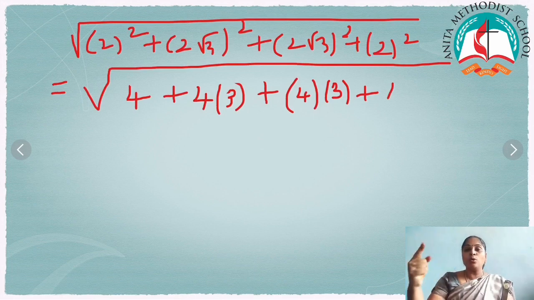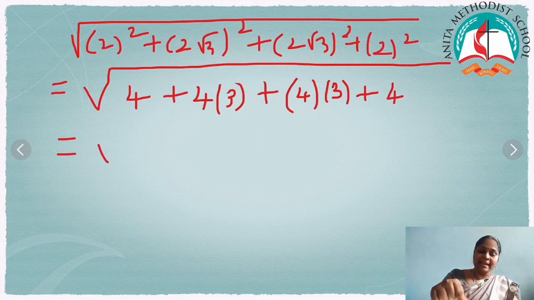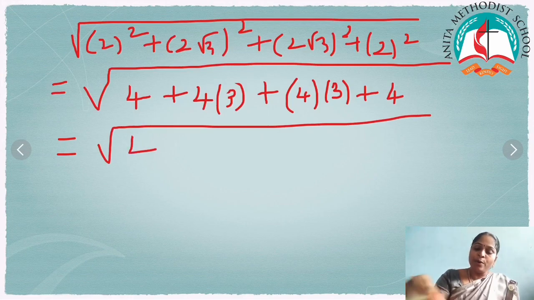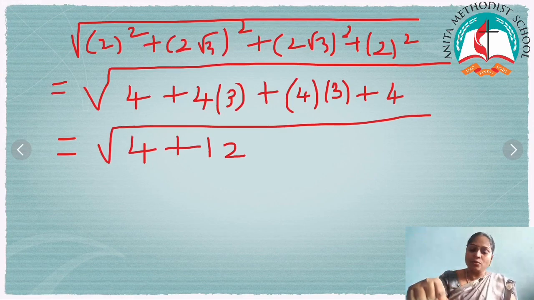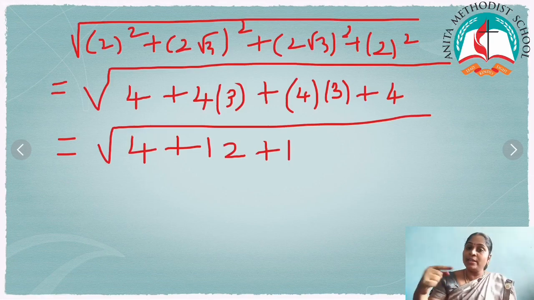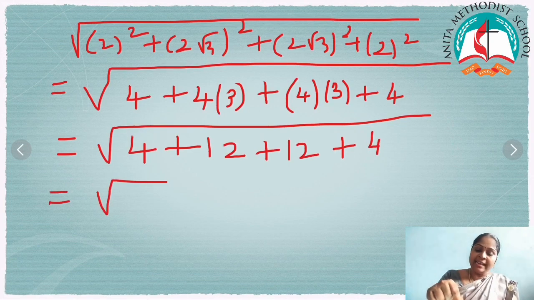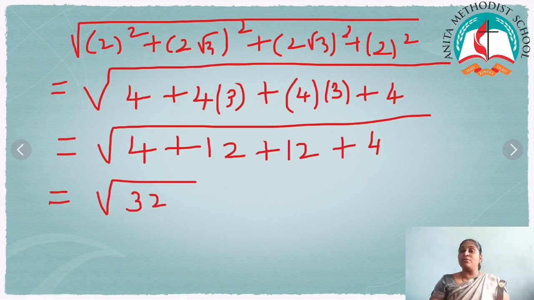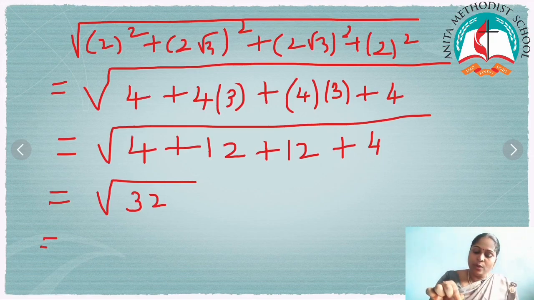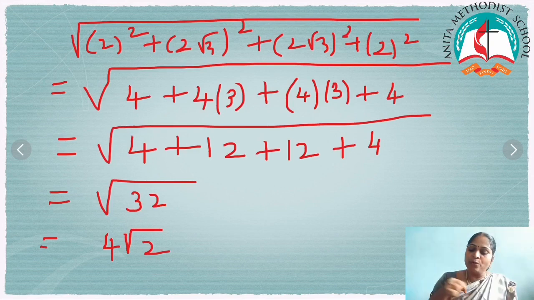Plus 2 the whole square is 4. So next, square root of 4 plus 4 into 3, 12 plus 4 into 3, 12 plus 4. If we add this, we get 32. Already we did the factorization for the 32. What do we get? Yes, 4 root 2. So like the same, we do the factorization for this. We can get 4 root 2.